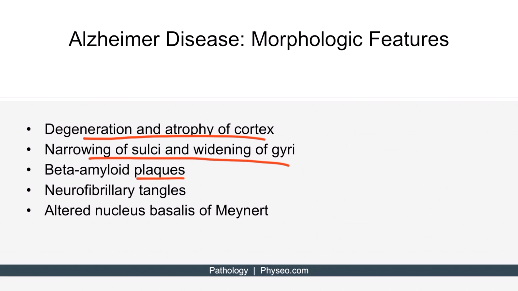Another feature is neurofibrillary tangles. These are caused by the accumulation of hyperphosphorylated tau protein. The final feature is the alteration of the nucleus basalis of Meynert. This nucleus houses cholinergic neurons, such as acetylcholine, and a decline in acetylcholine is thought to be partly responsible for the cognitive decline seen in Alzheimer's disease.